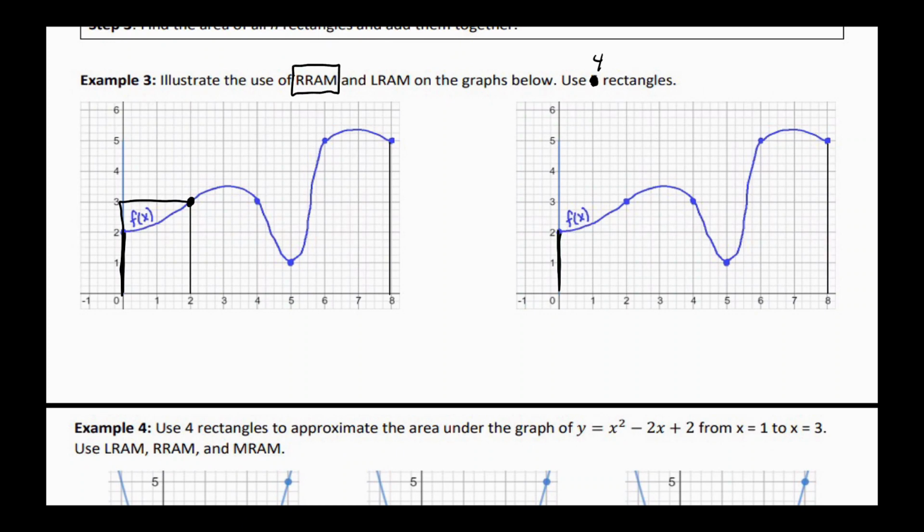I'm going to do the same thing. I'm going to go over to the right side of the next rectangle, go up until I hit the function, make a dot, close off that rectangle. Going to go over 2 more to the right side, go up till I hit the function there, go right over, close it off, make that rectangle right there. And then the last one goes up, closes it off right there. So my rectangles, which should be your rectangles, are right here.